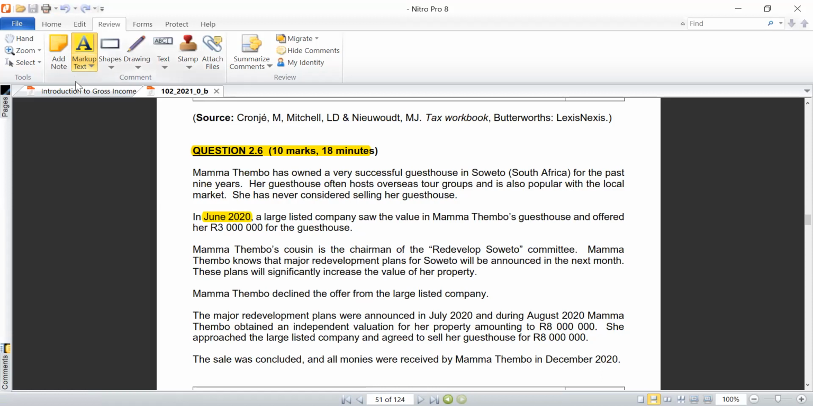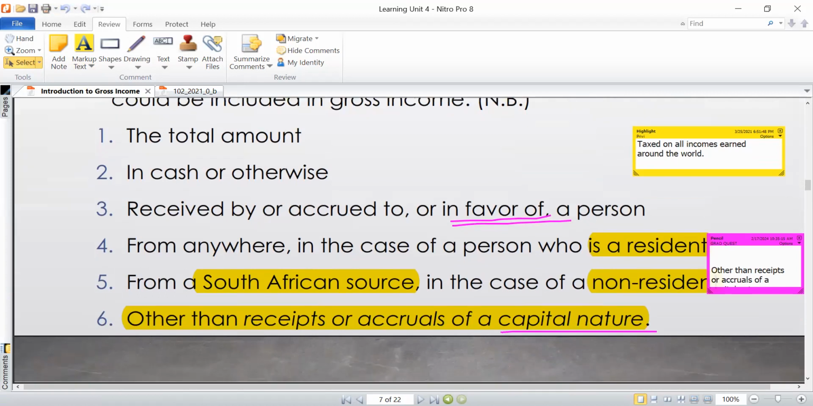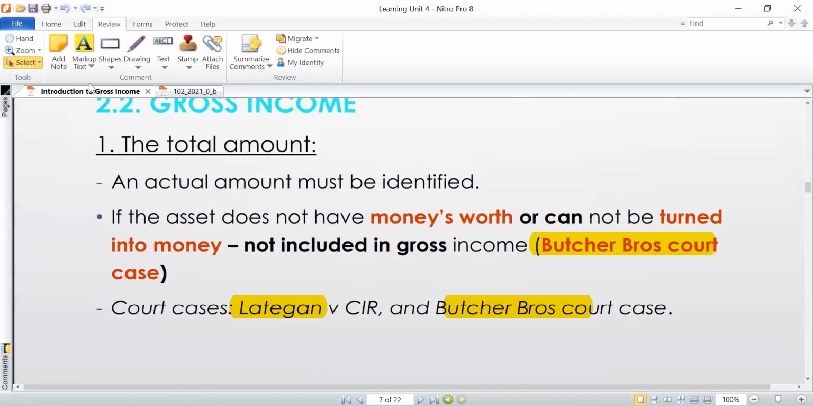So having said that, colleagues, let's come back to our discussion so that we have a clear understanding of what is happening. These were the elements that we discussed, and I did emphasize to you that under normal circumstances, there are questions whereby they would ask you to discuss the gross income definition, and then they would also want you to justify whether an amount would qualify to be part of the gross income.